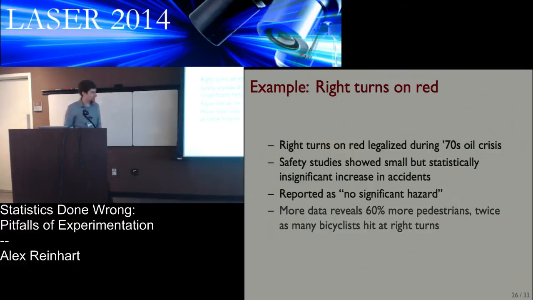But it turns out in the years since then, people have collected more data and they've nailed it down. If you look specifically at accidents that occur at right turns, twice as many bicyclists are getting run over and 60% more pedestrians are getting hit. Actually, this is only accidents at right turns. It's not twice as many bicyclists overall everywhere. So this amounts to about 100 people getting hit every year as a result of a statistical error.